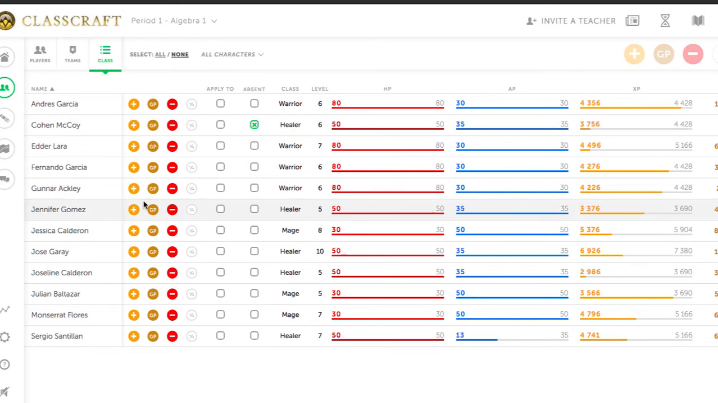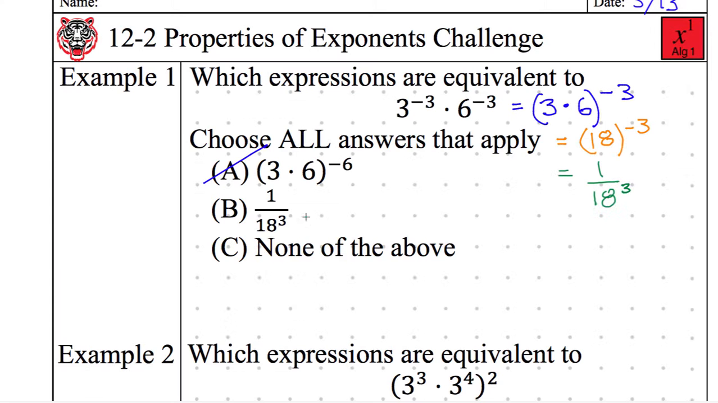And I guess everyone's not going to get the card in because we have such a short lesson today. Yeah, and that is B. The correct answer is B.